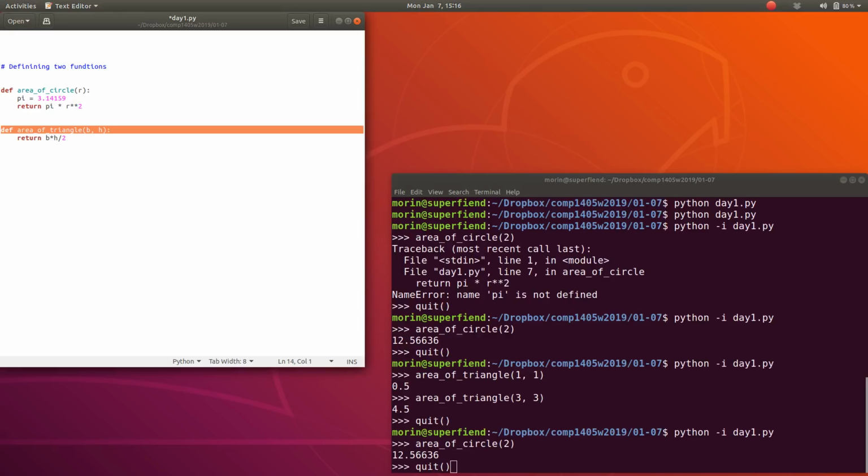All right. So that's these methods of defining functions. Let's do a couple more things quite quickly.